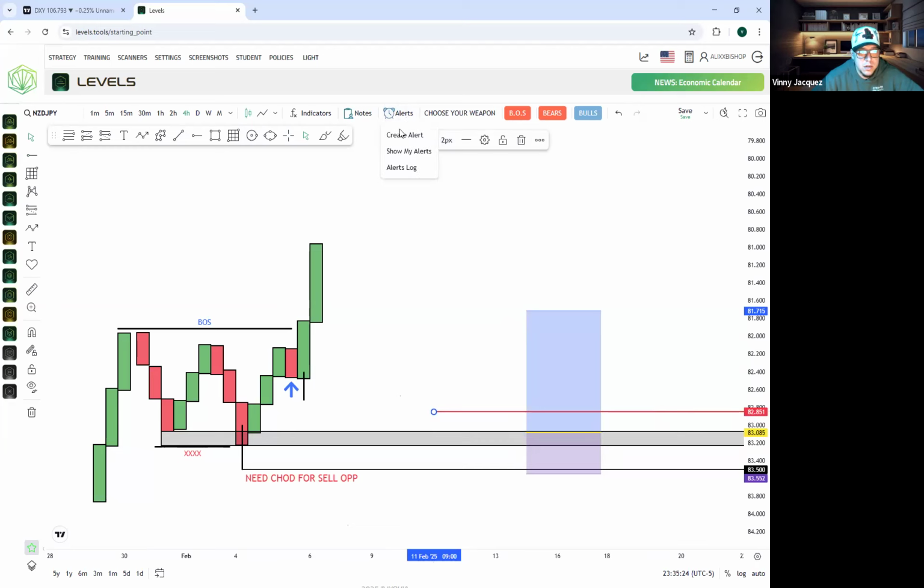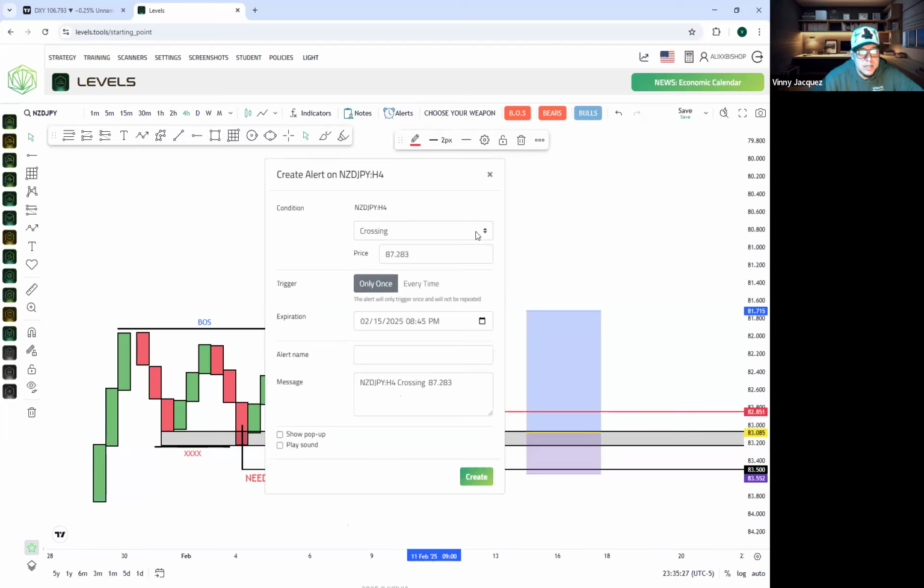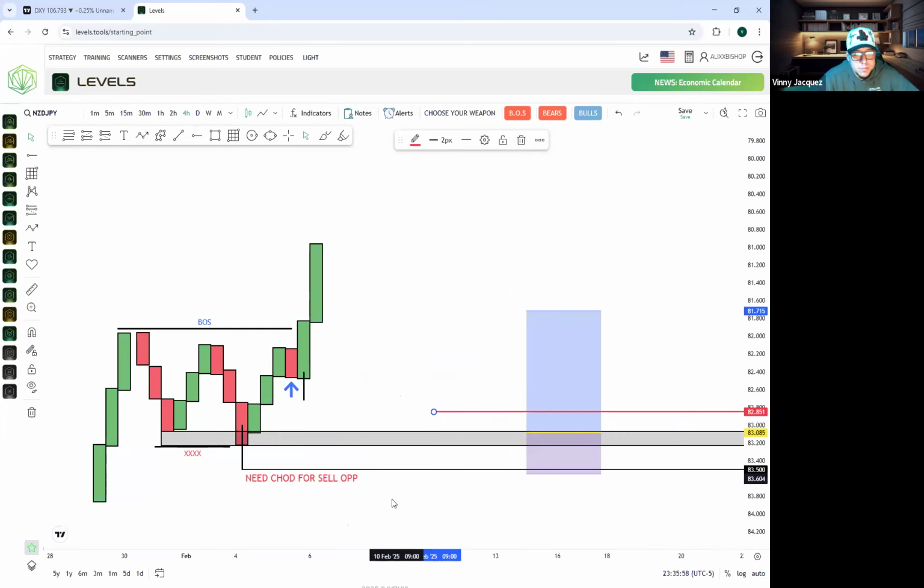So what I'm going to do is set alerts crossing down, because the market's crossing down to my entry. Now where it says price, that's why I have this line here. So I could put 82.851. And I need to have these sounds popped up: pop up, play sound, and just put NJ buy opportunity. NJ buy op. Right? And then press create. Boom. Now there's an alert right there.